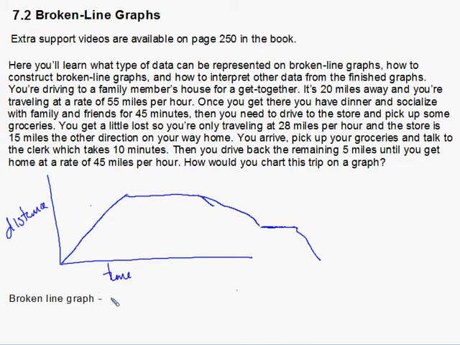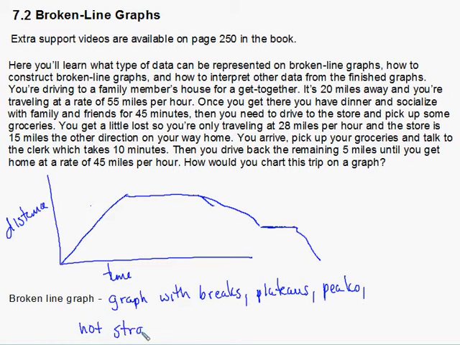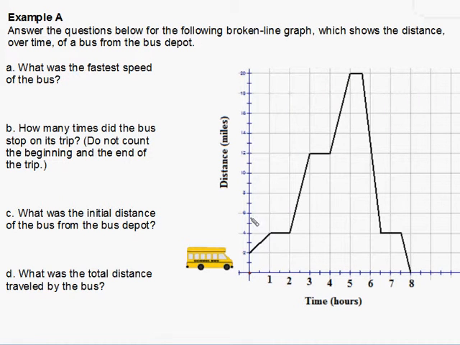So a broken line graph is a graph where you can have actual breaks. You can have plateaus. You can have peaks. Basically, it's not a straight line. We have a broken line graph, distance and time. We're talking about from 0 to 8 hours, and we have the distance from 0 to 20 miles.